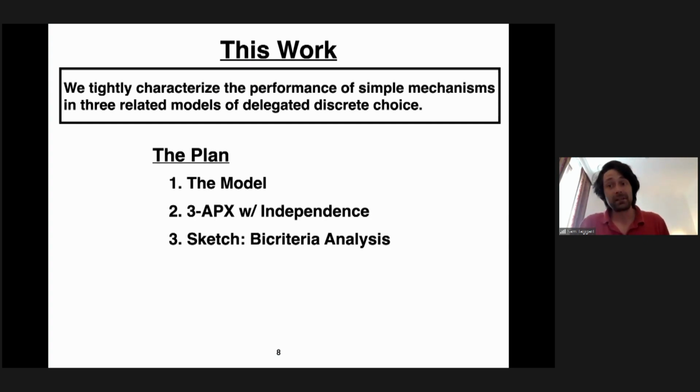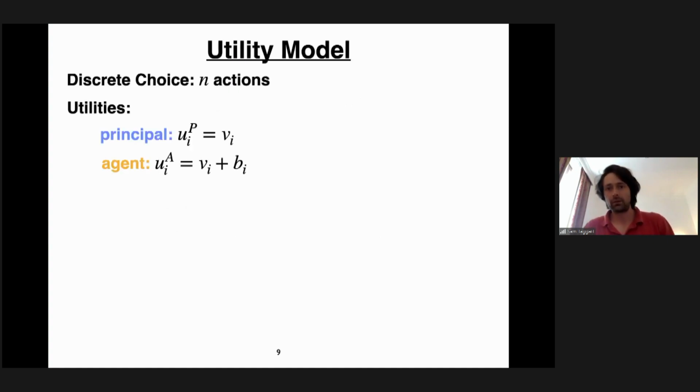So I'm going to spend a bunch of time today talking about the model itself, because I think it's interesting. And there are a lot of interesting comparisons to be made to other work. And then I'm going to give you a sense of the kind of key economic intuitions driving what I think of as one of our main results, which is a 3-approximation under an independence assumption. And then I'll maybe sketch one of our other results if I have time. Okay, so let's get to the model.